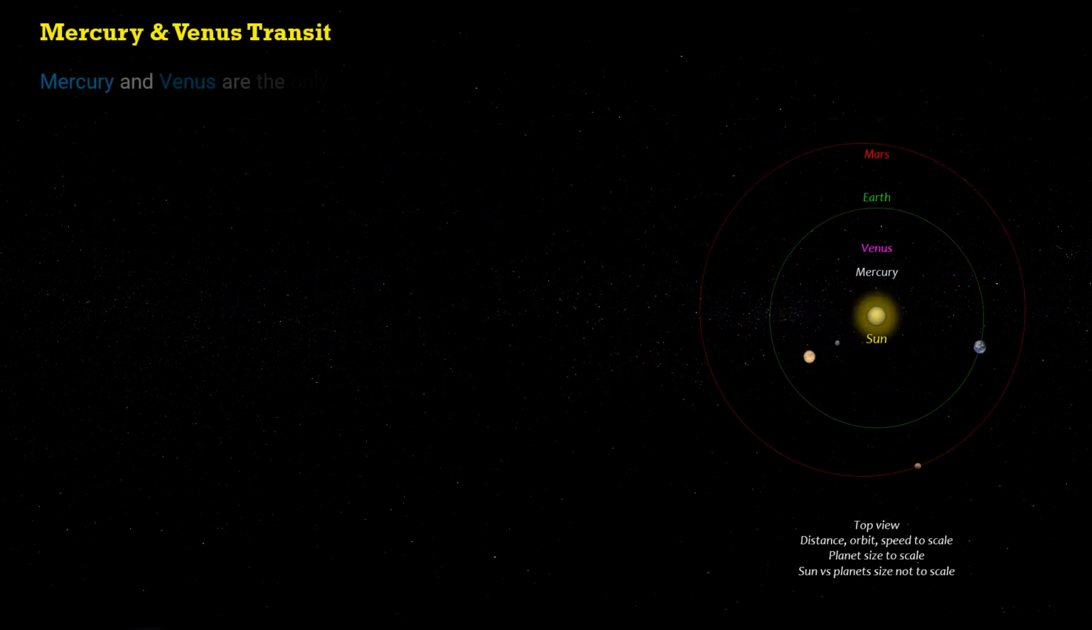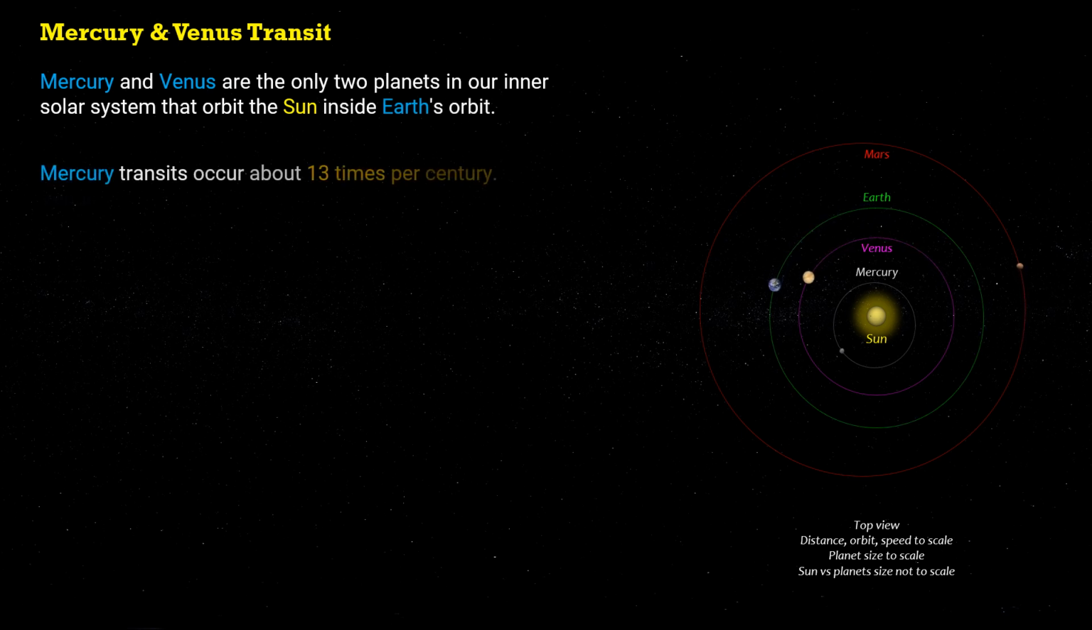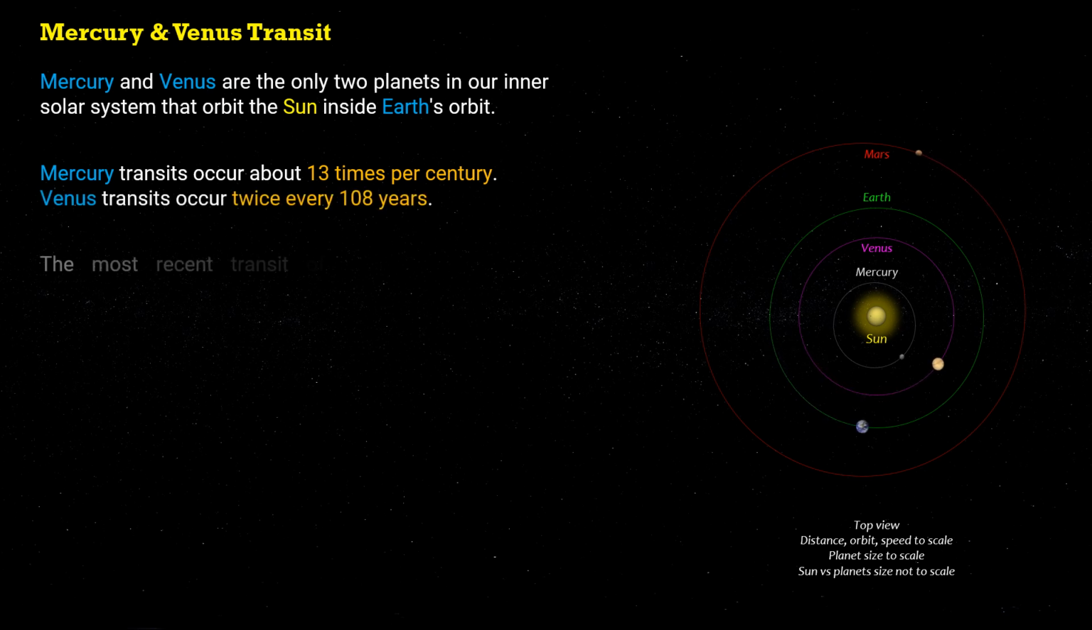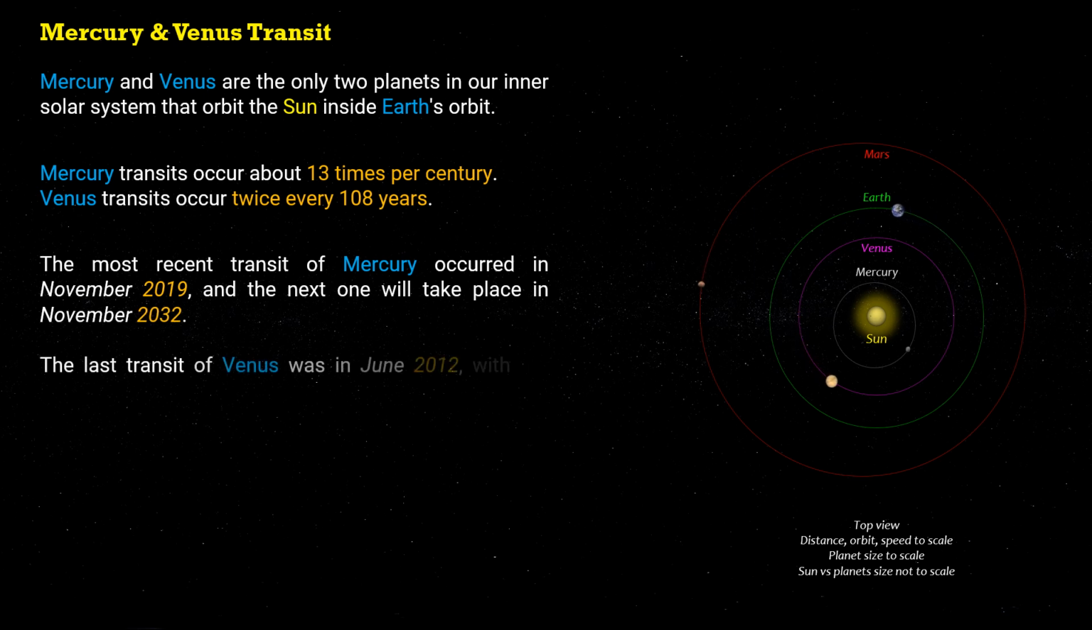Mercury and Venus are the only two planets in our inner solar system that orbit the Sun inside Earth's orbit. Mercury transits occur about 13 times per century, Venus transits occur twice every 108 years. The most recent transit of Mercury occurred in November 2019, and the next one will take place in November 2032. The last transit of Venus was in June 2012, with the next not happening until December 2117.